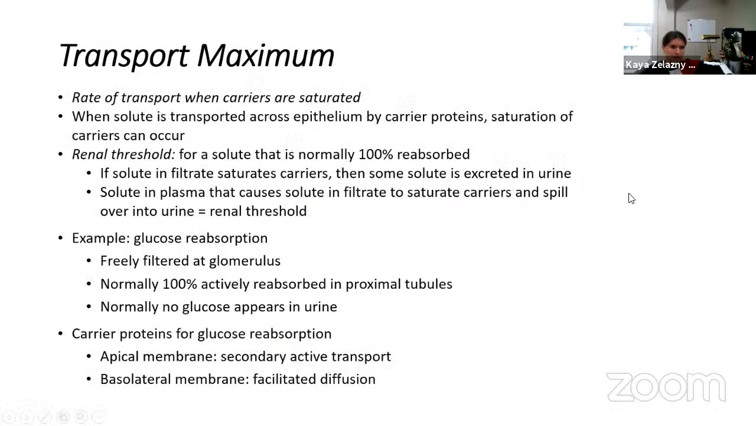The next thing we want to talk about is transport maximum. Really we're talking about this because we're thinking about glucose. This would be true for certain other molecules, but we mainly care because we care about glucose. The transport maximum is talking about the fact that in order to move things across the cell, so this is just my little cell, imagine the inside of my tubule is here. This is our apical membrane, and this would be our basal membrane facing the blood.